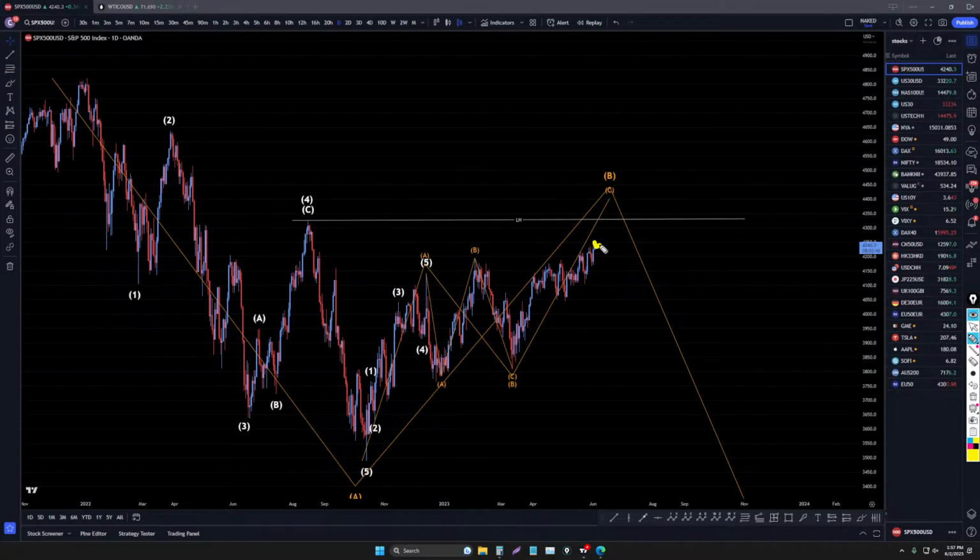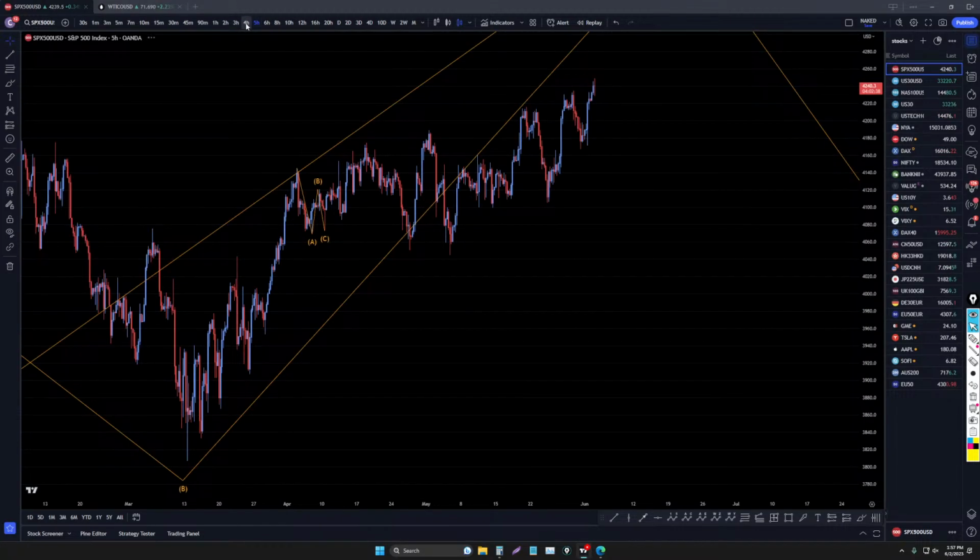Based on what I see on the time frames, I still think this is headed up, at least taking out this high before we make that big drop that I've been talking about. So I'm still very bullish on that.